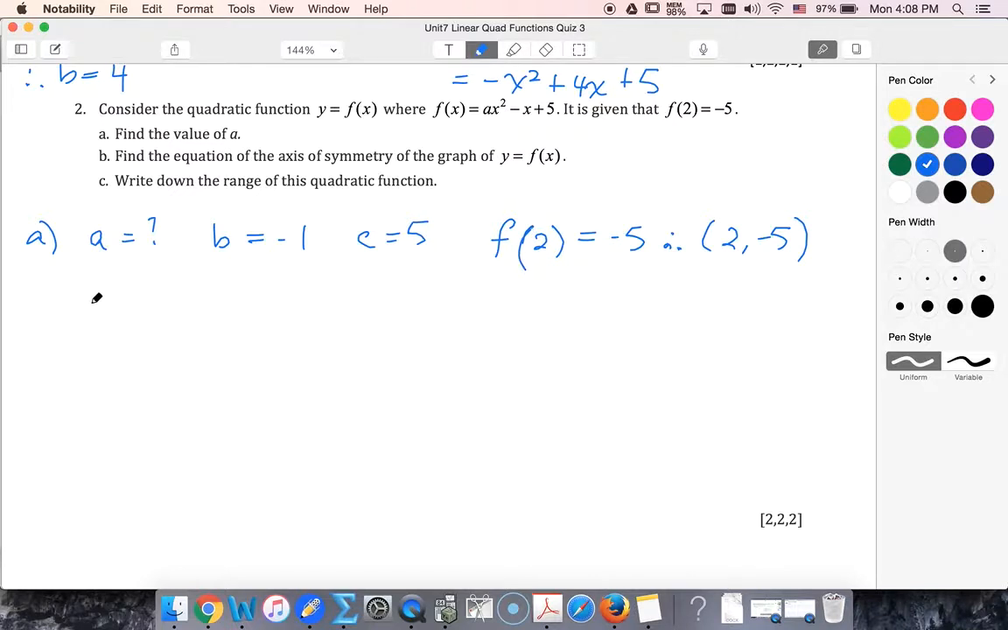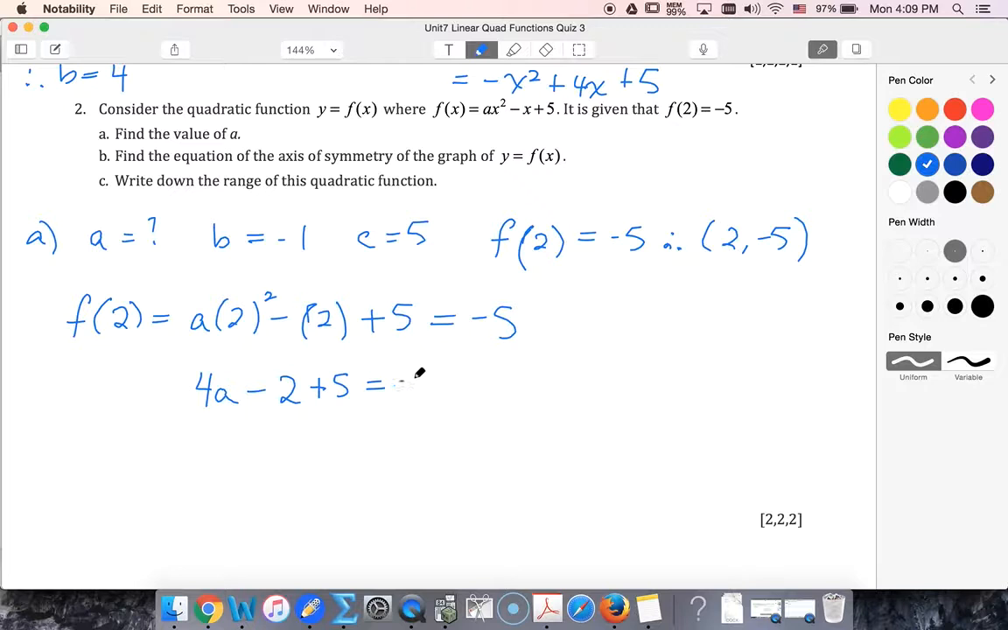I'm going to plug it into my equation. So f of 2 is going to be a times 2 squared minus 2 plus 5. And I know that's going to equal -5 because that's what they've told me. So 2 squared is 4, so I get 4a minus 2 plus 5 equals -5. 4a plus 3 equals -5. Subtract the 3 to the other side, I get 4a equals -8. Divide both sides by 4, and I get a is -2. All right, so now I know my a value is -2.